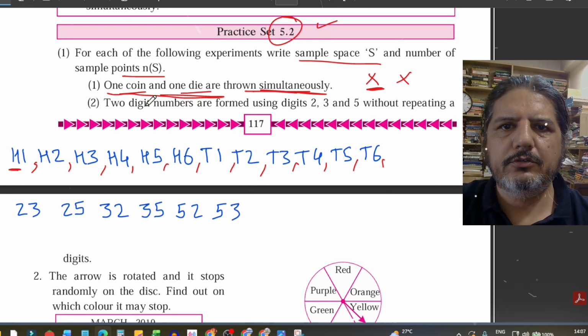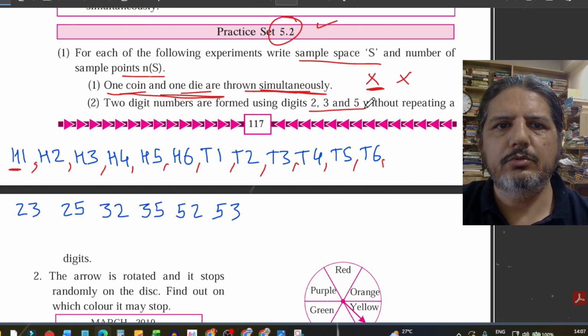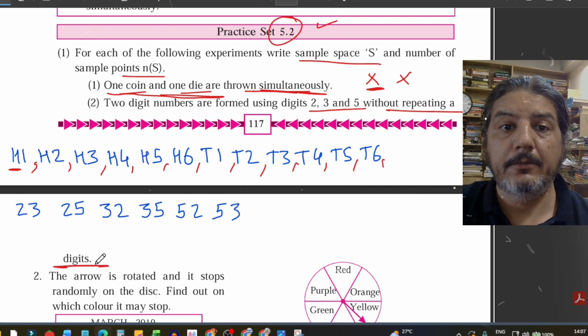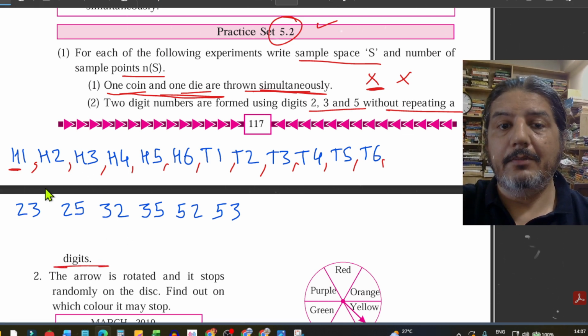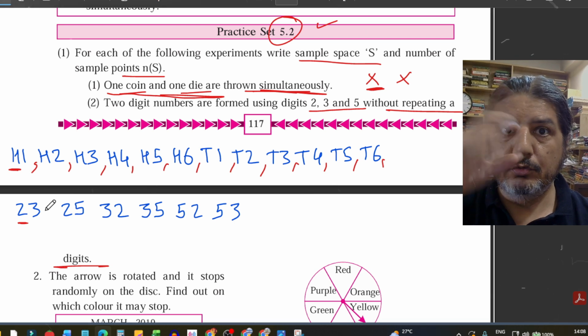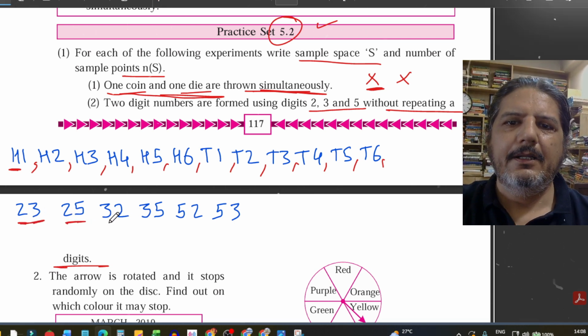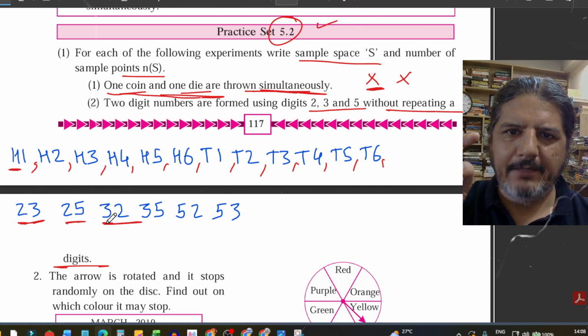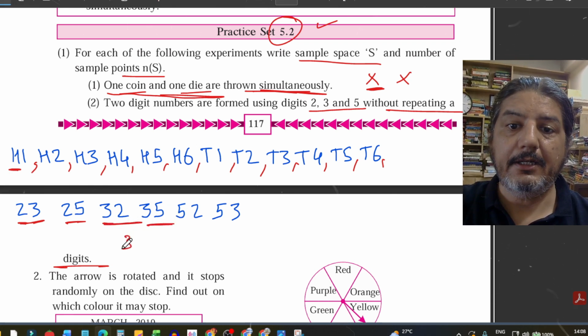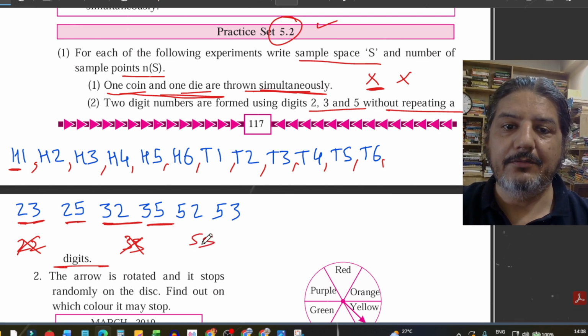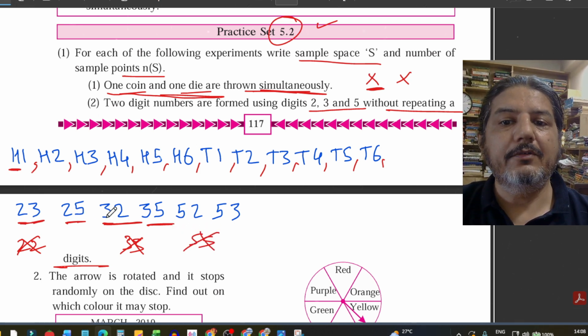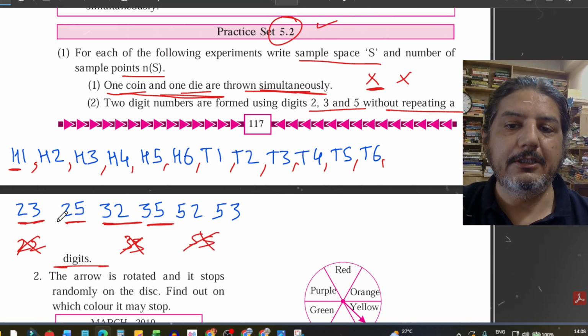The second part is: two-digit numbers are formed by using 2, 3 and 5 without repeating a digit. Without repeating a digit means if you have used a 2, then you can't use a 2 again. If I have used a 2, I can have a 23, I can have a 25. Then I take a 3. I can have a 32, I can have a 35, but I can't have a 33. Similarly, here I can't have 55. So we have 23, 25, 32, 35, 52, 53.